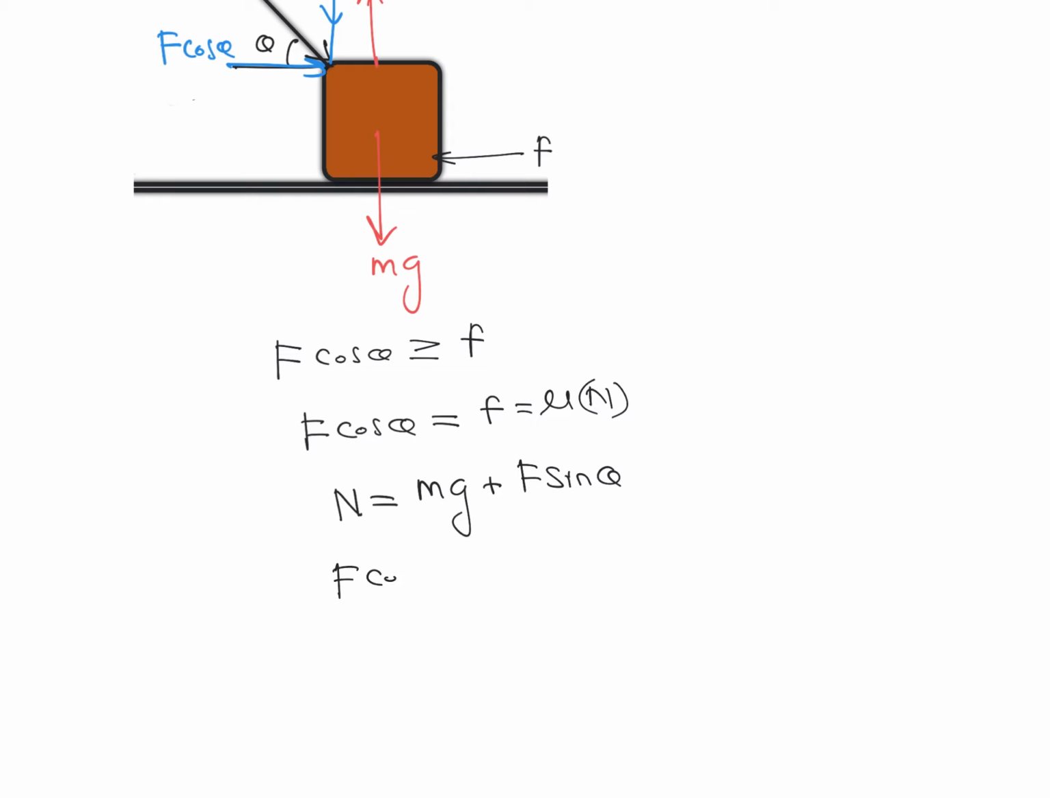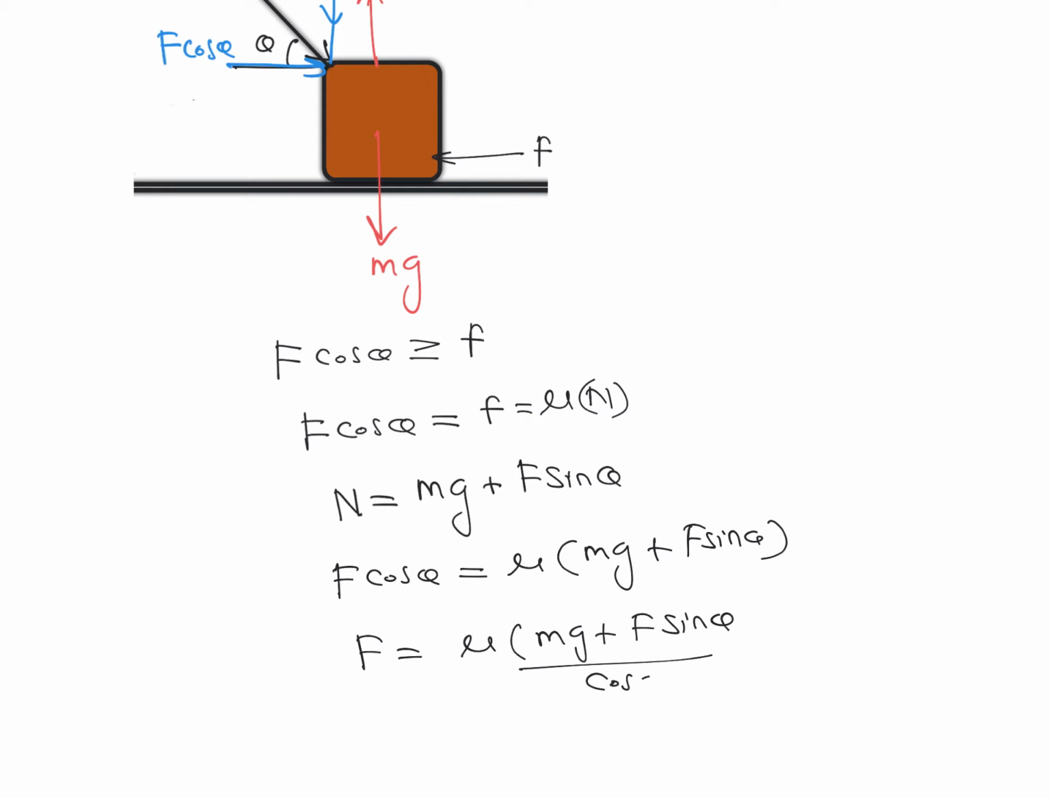Or you can write over here this F cos theta should be equal to mu into normal reaction, that is mg plus F sin theta. Or you can find the value of F by using this equation, that is F equals mu into (mg plus F sin theta) divided by cos theta.